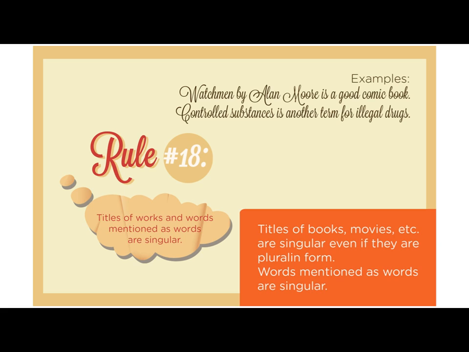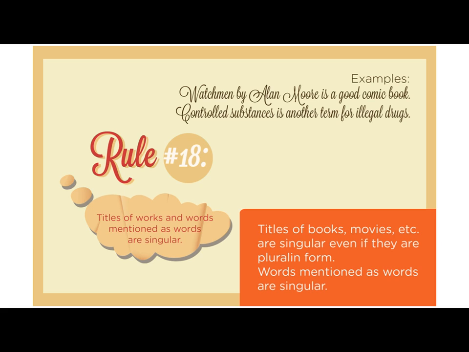Watchmen by Alan Moore is a good comic book. Controlled substances is another term for illegal drugs. So, what are they? The titles of works and words mentioned as words are singular. So, it's a title. That's why it is given as a singular one. So, what we are using here? Singular verbs we are using for the titles and words.